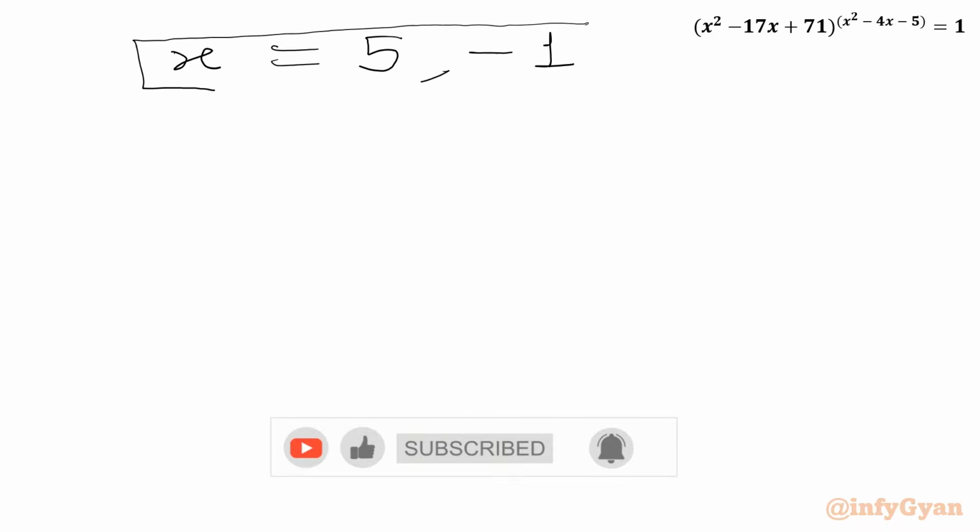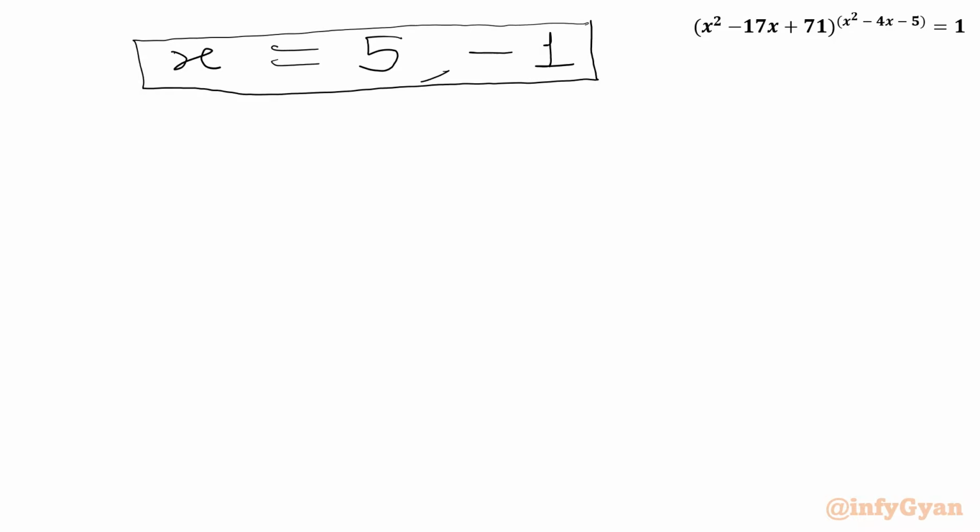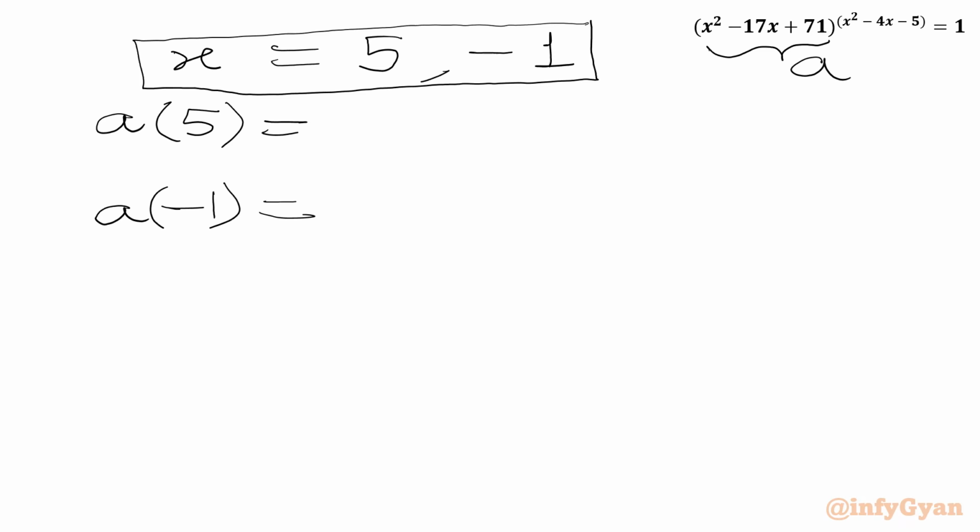Now we have to check that our base should not be 0 at these points. So I am going to calculate a of 5, and then we will calculate a of negative 1. Both should be non-zero. Let us put x equal to 5. So we write 5 square minus 17 times 5 plus 71.